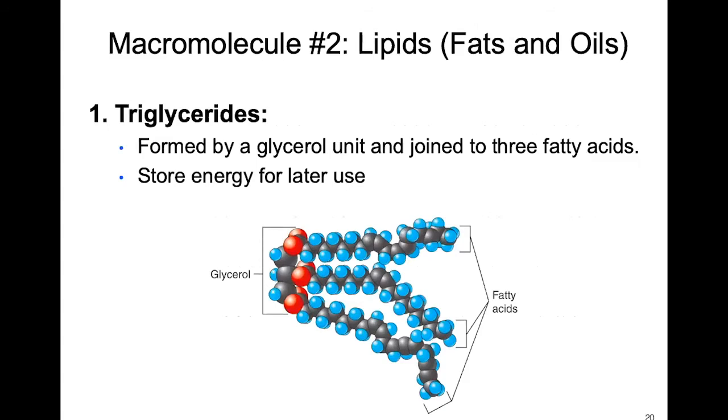Now the next classification of macromolecule we're going to look at are the lipids, and the lipids include fats and oils. Okay, first off, we're going to look at one lipid structure, which is known as the triglycerides. Now it receives its name from the fact that there are three fatty acid tails that are bound to a glycerol backbone. Okay, so tri meaning three, triglycerides.